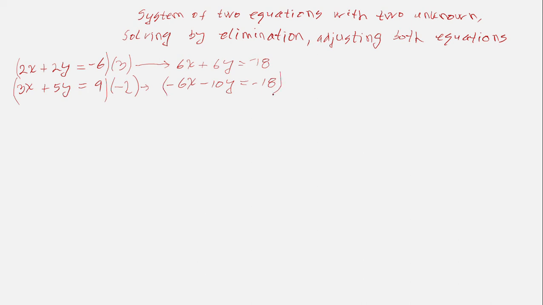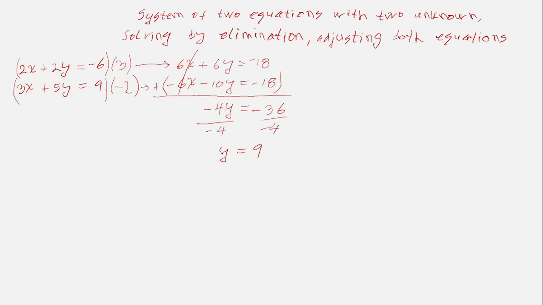Now what we need to do is add them together. When we add them together, 6x plus negative 6x will just go away, no x. 6y minus 10y will give us negative 4y. And the negative 18 plus negative 18 will give us negative 36. Now all we need to do is divide both sides by negative 4 to get y. So y is actually equal to 9.